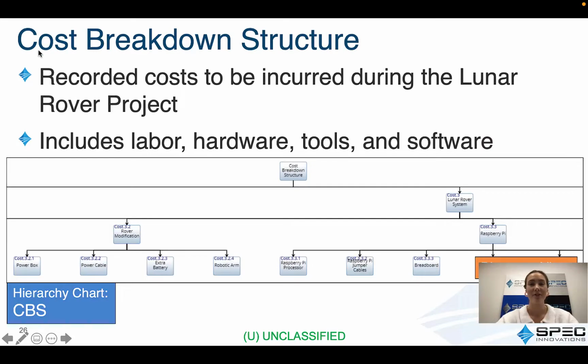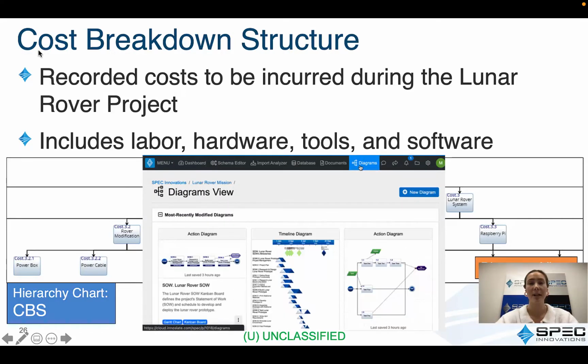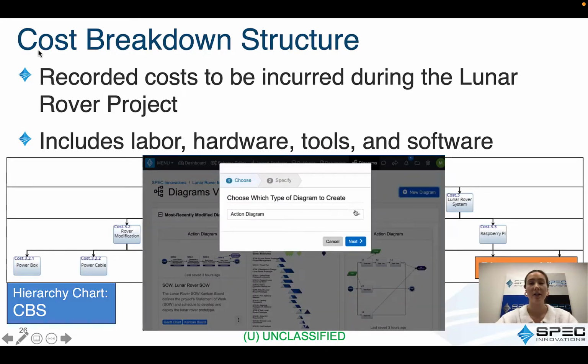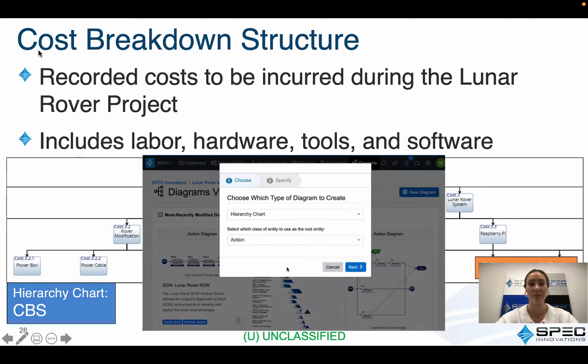A cost breakdown structure, or CBS, was produced from a hierarchy chart. Each entity in the decomposition was a cost incurred by the Lunar Rover project, whether that be labor, supporting software licenses, or prototype hardware. In Innoslate, the CBS was created by going to Diagrams view, selecting the hierarchy chart, and choosing cost entities to be used for composing the breakdown structure.